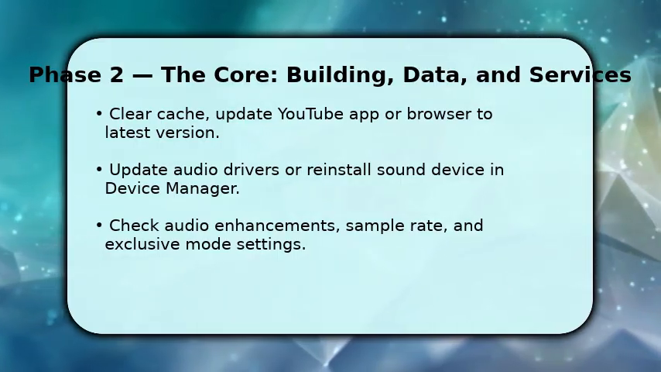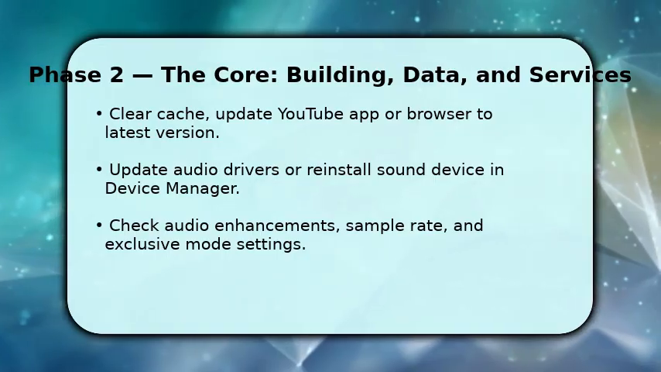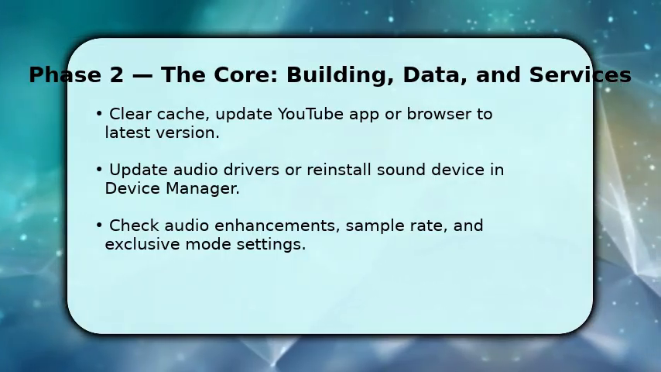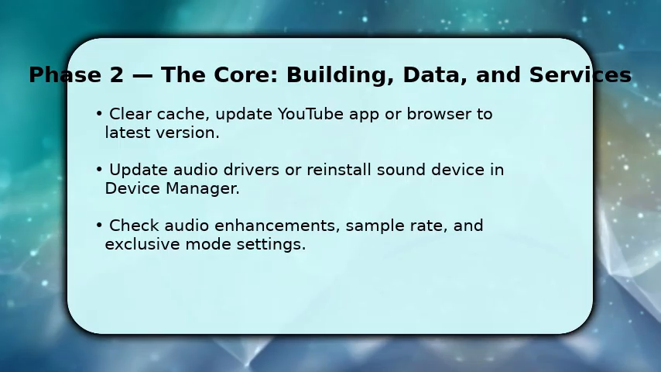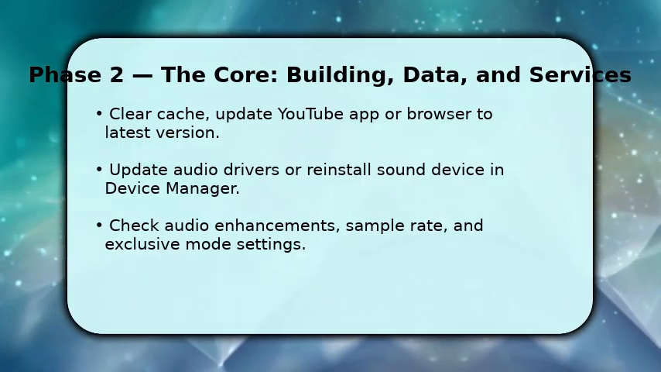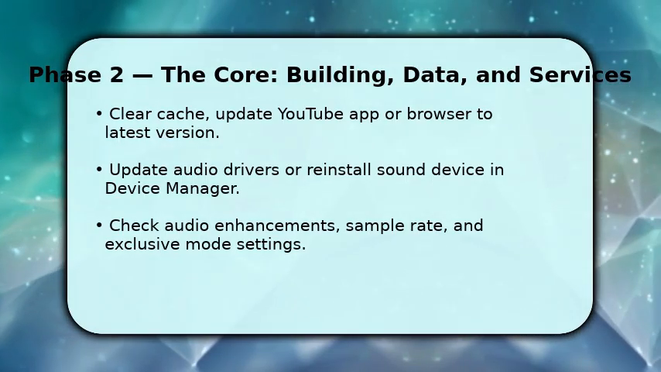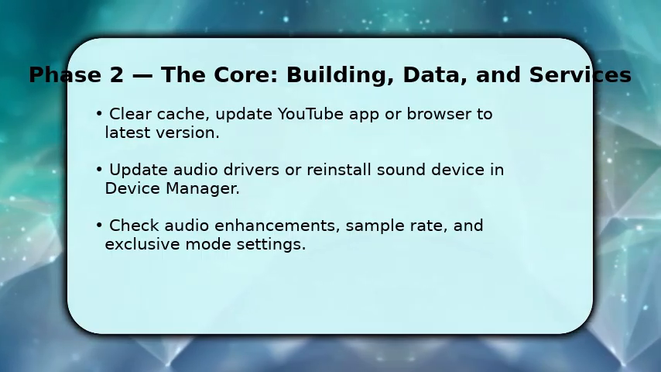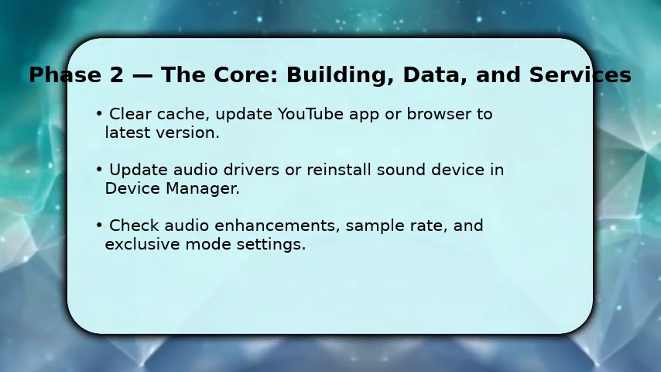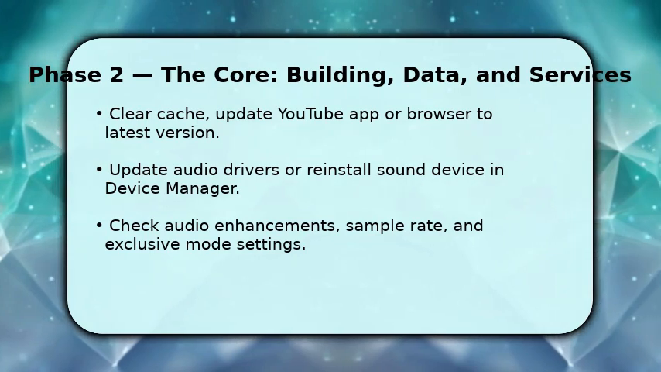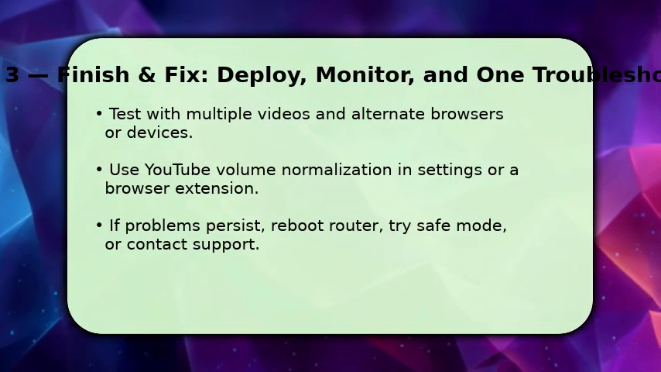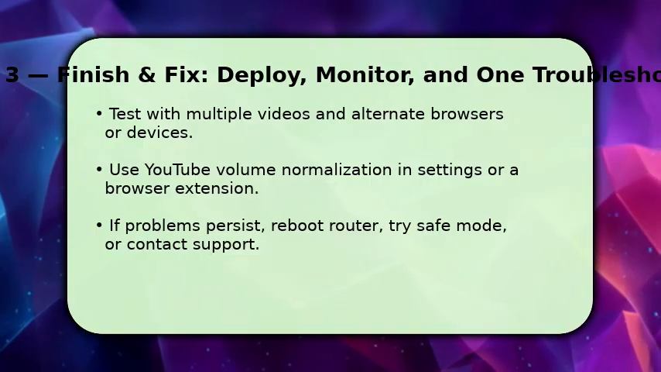Then open Sound Settings, disable audio enhancements, and set the sample rate to 44.1 kHz or 48 kHz, turn off exclusive mode. These changes normalize processing and prevent apps from muting or lowering YouTube volume unexpectedly. Finish by testing several videos and switching browsers or devices to isolate the issue.